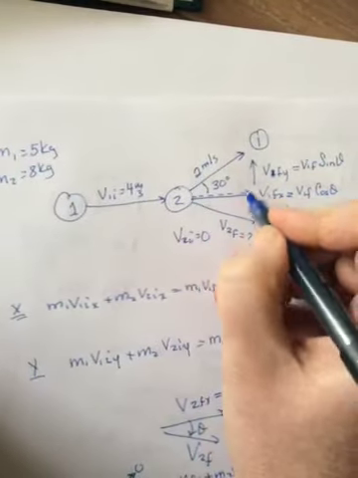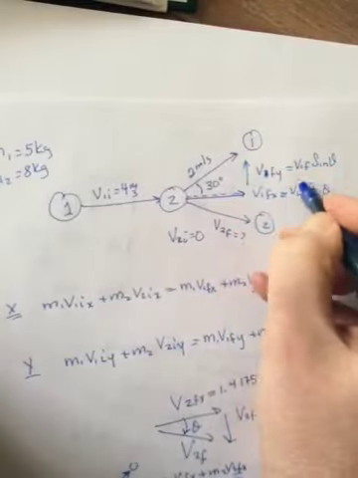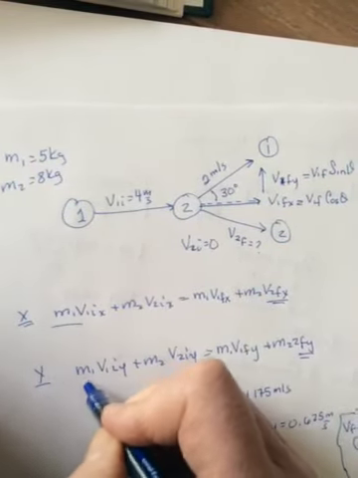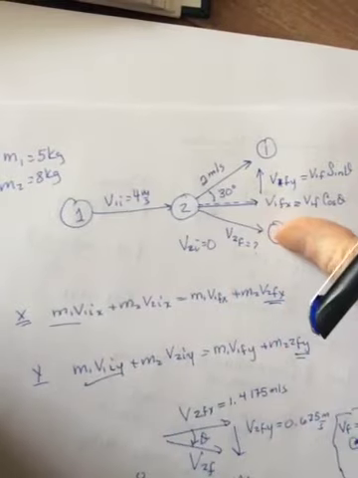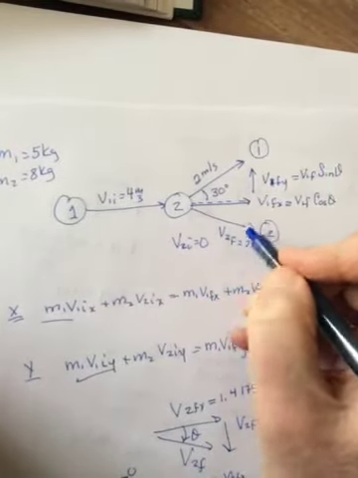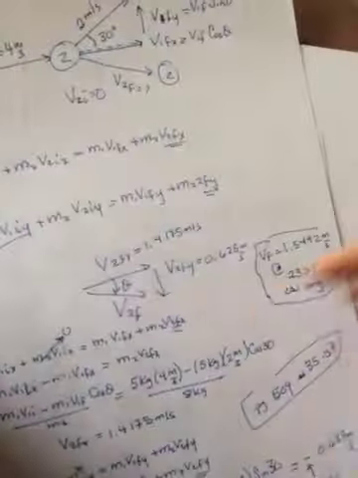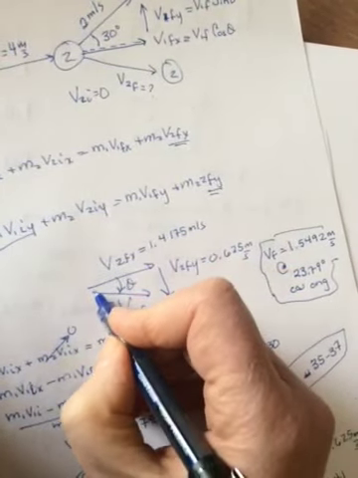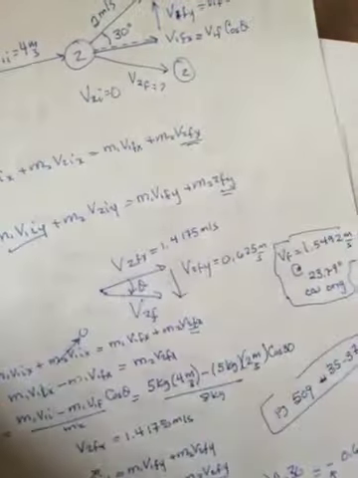So draw your diagram. Break up the one you know into its x and y components because you can get those. And then use conservation of momentum in the x and then conservation of momentum in the y to get the components of the one you don't know. And then you do Pythagorean theorem and tan to get the angle, just like we were doing with forces. Okay? Very good.